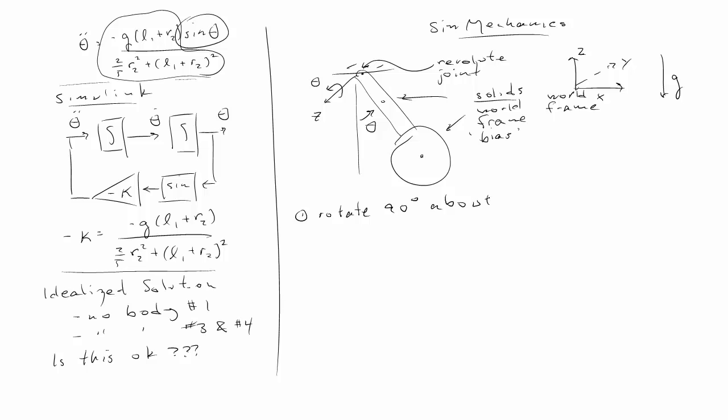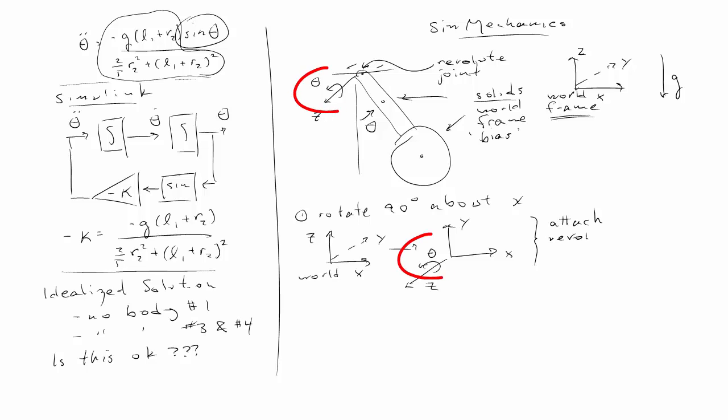So what we'll do in SimMechanics is we'll rotate 90 degrees about x of the world frame. So here's our world frame again. Rotate that 90 degrees about x, and it points y up and z out of the page. So now we have a perfect place to put our revolute joint. Keep in mind that revolute joints are always in the z direction. So we had to rotate our world frame into an orientation such that we could attach a revolute joint that was in that z frame.